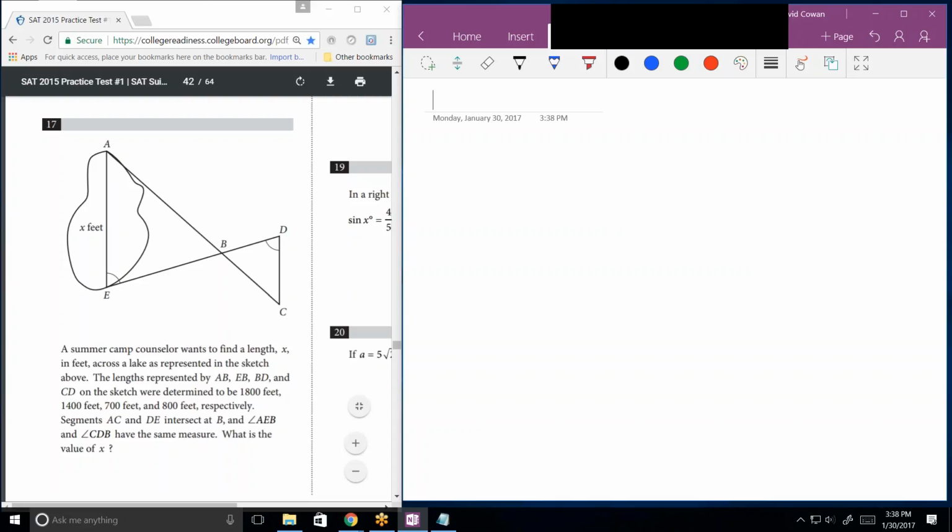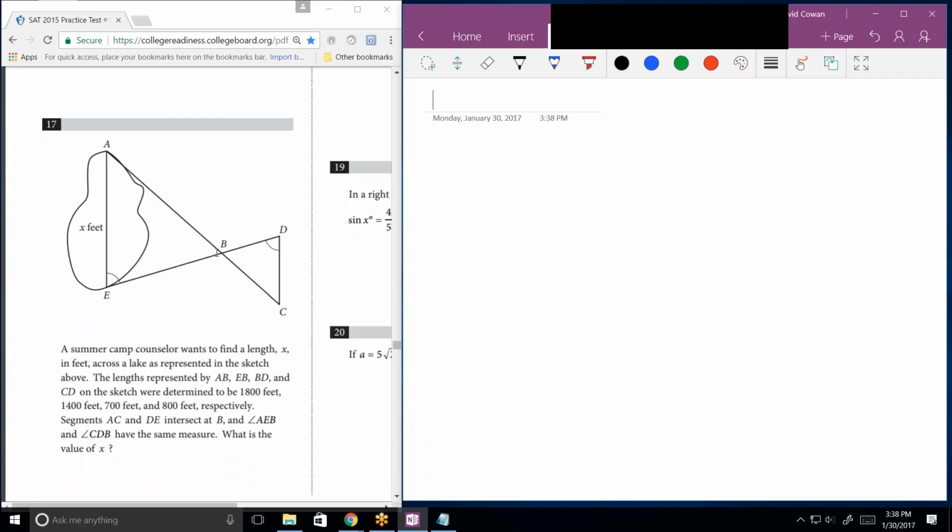So, if AB is 1800, EB is 1400, and BD is 700. It's the similarity ratio.